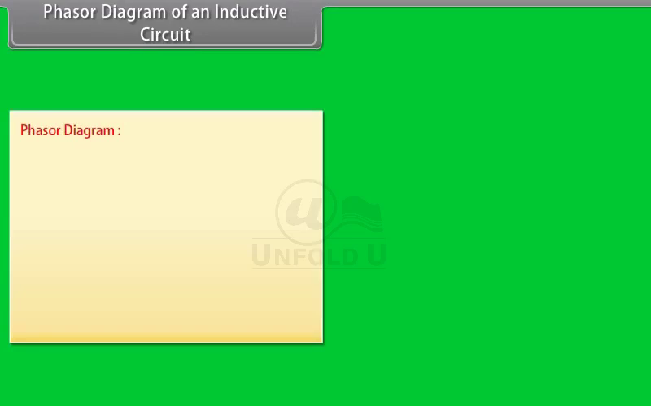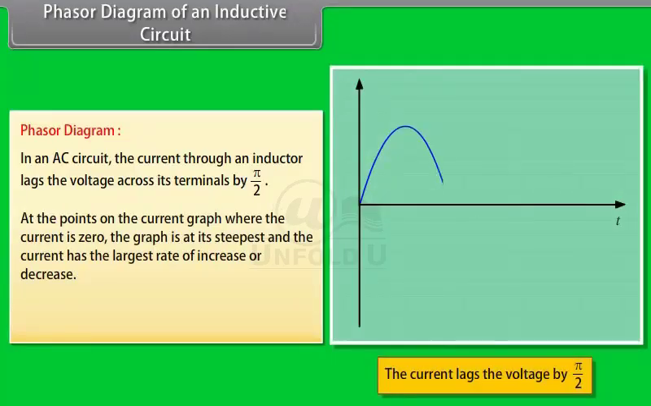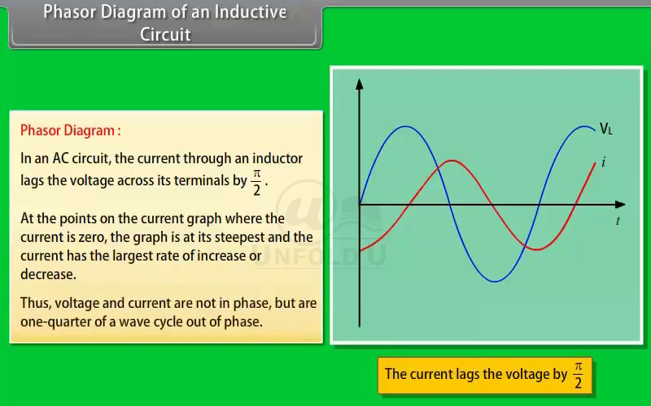Phasor diagram. In an AC circuit, the current through an inductor lags the voltage across its terminals by pi by 2. At the points on the current graph where the current is 0, the graph is at its steepest and the current has the largest rate of increase or decrease. Thus, voltage and current are not in phase, but are 1/4 of a wave cycle out of phase.